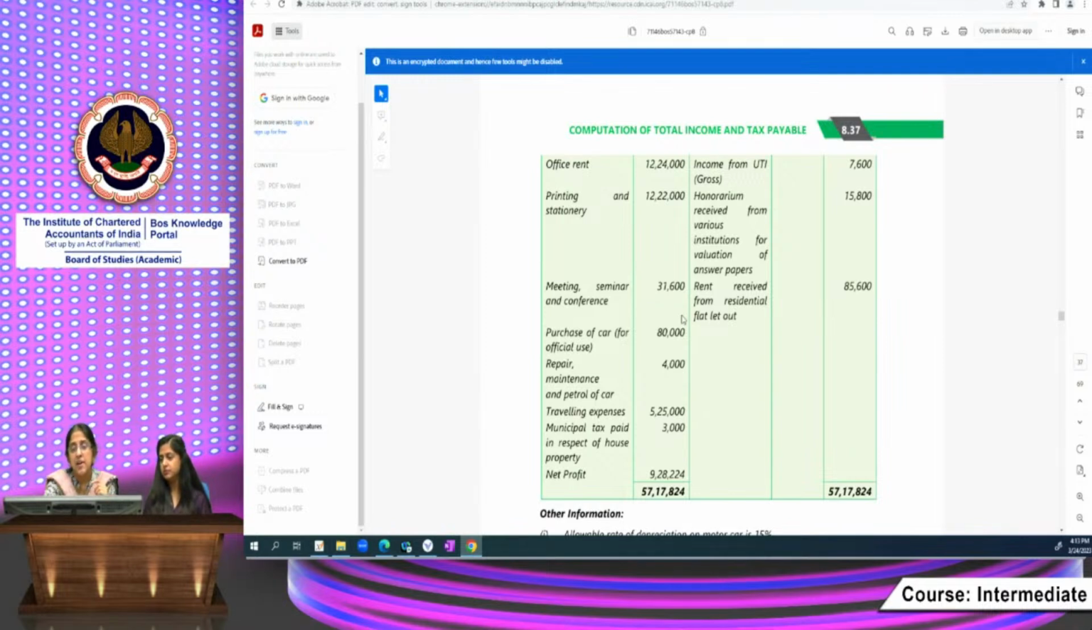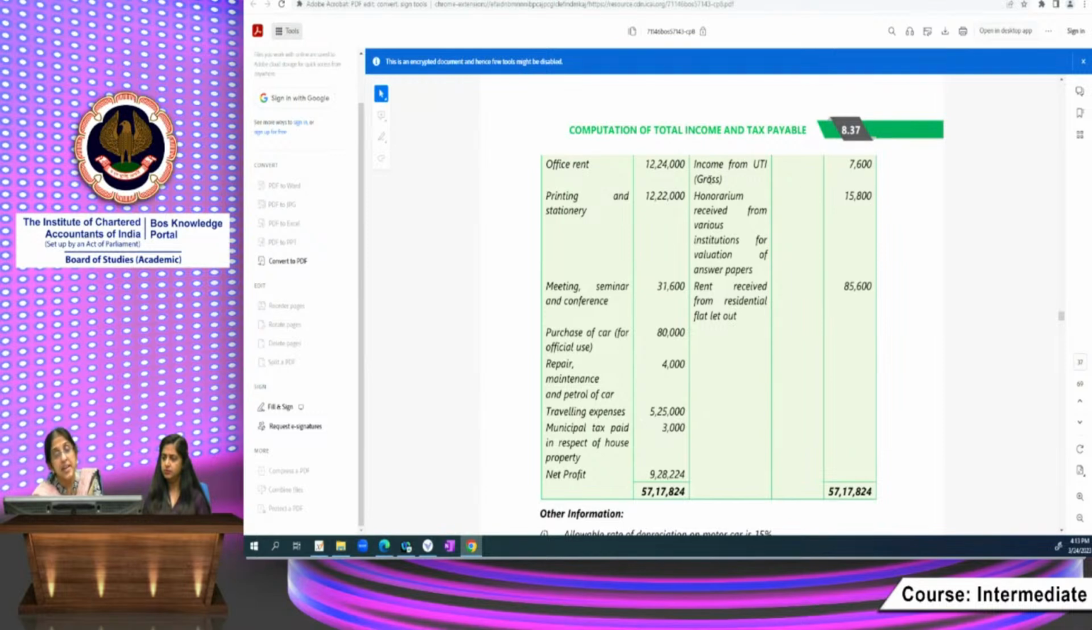Then, credited to P&L account, rent received from residential flat is taxable under the head income from house property. So I'll have to reduce that 85,600 while computing, because right now I'm computing profits and gains of business and profession. This amount will be considered in my income from house property. Honorarium received from various institutions for valuation of answer papers, this is income from other sources.